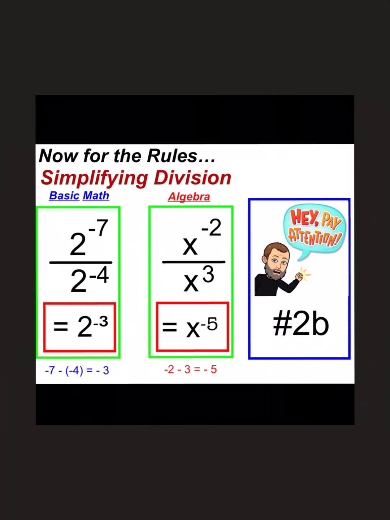Now, if you look over at the algebra example, in the numerator, the exponent is a -2. So now when you subtract the denominator's exponent, which is a -3, -2 minus -3 is why we get -5 in our answer.